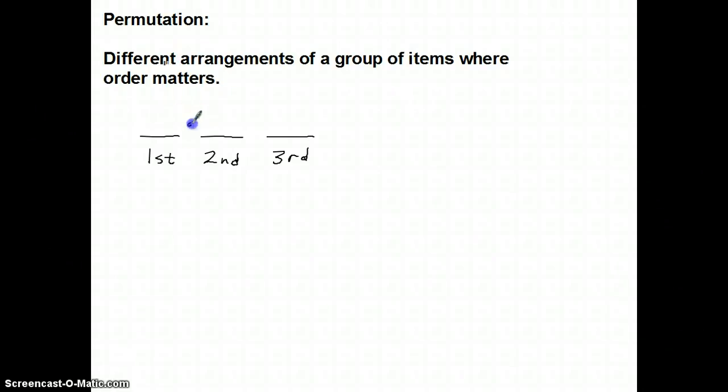In the first position here, how many different ways can we get first place? Well, we've got 5 people in the race. And then we go to the second spot. How many ways can we get second place? You've got a total of 4 people that could get second place because we already chose first.